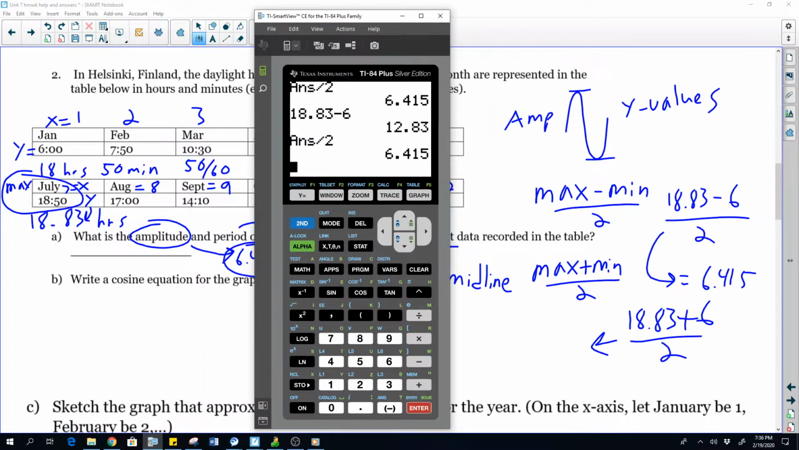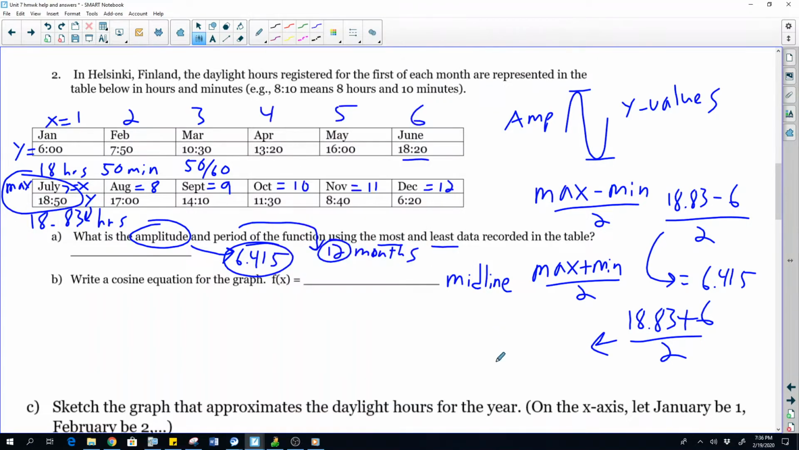So that's going to give us, what? Oh, we forgot to add, sorry. So 18.83 plus 6, because for the midline, we're adding the total, dividing by 2 to get the middle. There it is. So 12.415. Nice, nice. Okay, so that's going to be the midline, so that goes on the end. So we'll leave it there on the end.